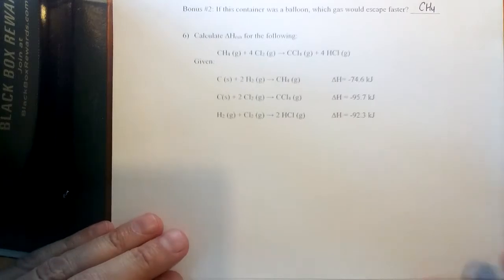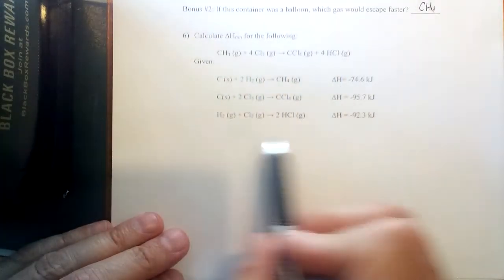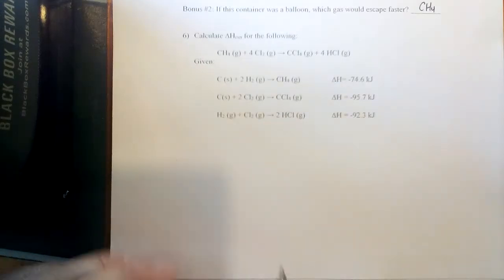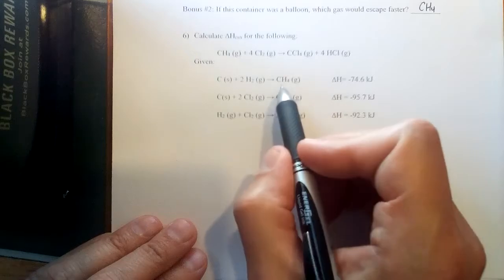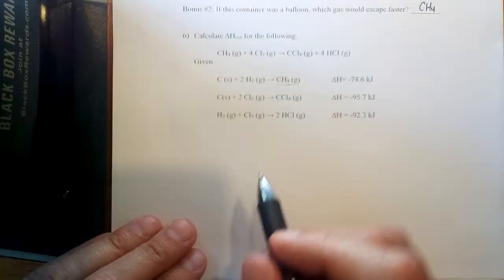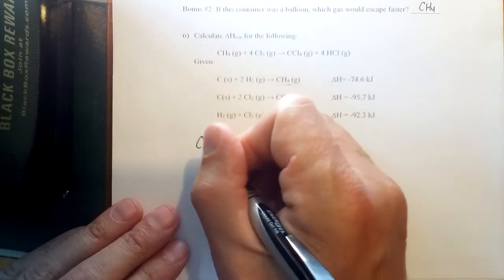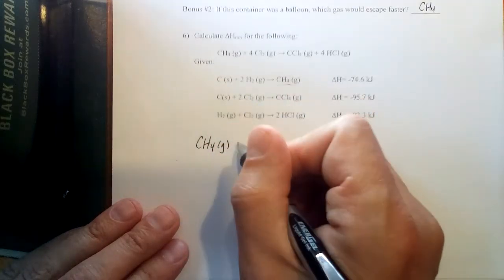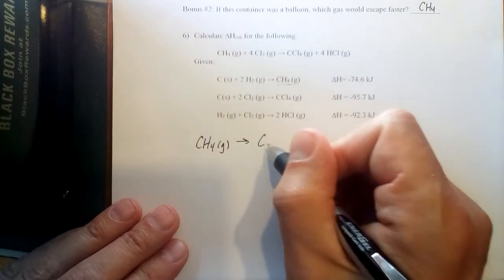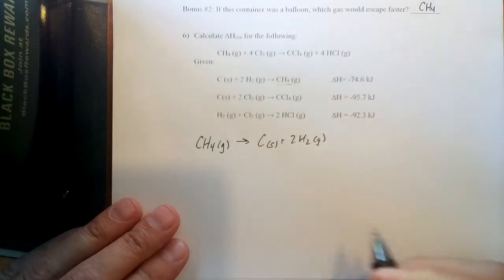So what I'm trying to do is recreate the target there from the reactions that are given. So I'll start with CH4 in the gas phase, find it here in the bank, right? And then I want to rearrange that equation so that it's on the right side and I have the right amounts. So I'm going to reverse that equation. I'm going to say methane breaks apart into carbon and 2 hydrogens in the gas phase.